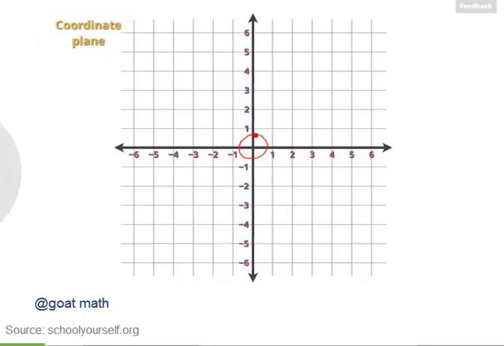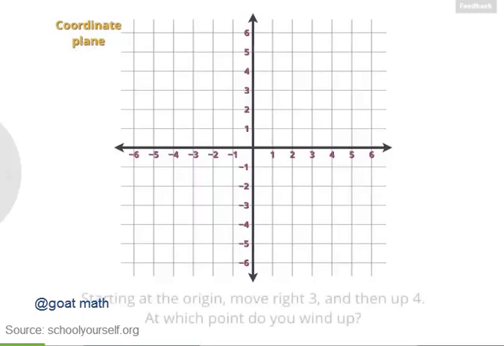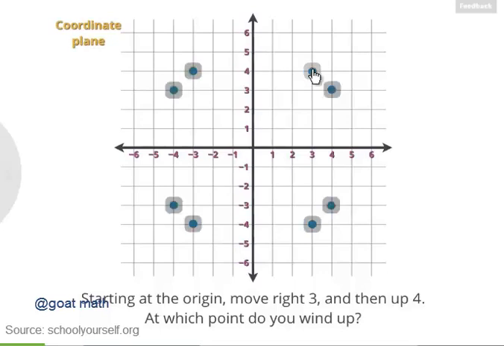This point where the lines meet is called the origin, and it's where you'll start when talking about different points. So for example, if I say start at the origin, then go 3 to the right, and then up 4, where do you wind up? Right, if we start at the origin, move right 3, and then up 4, we're at this point over here.